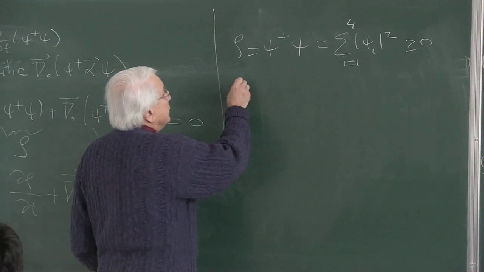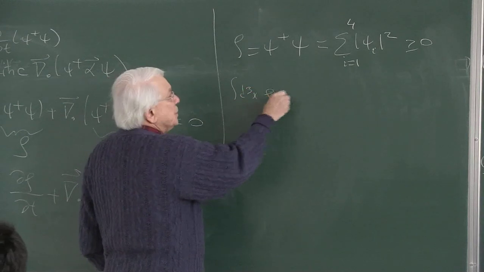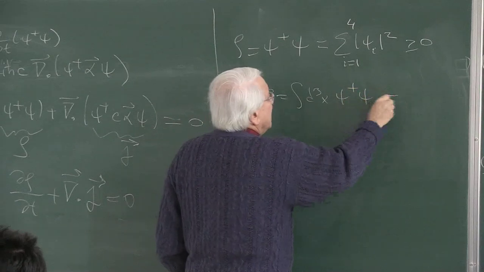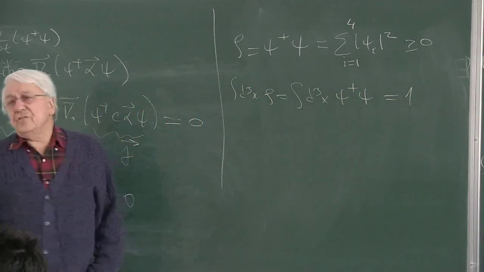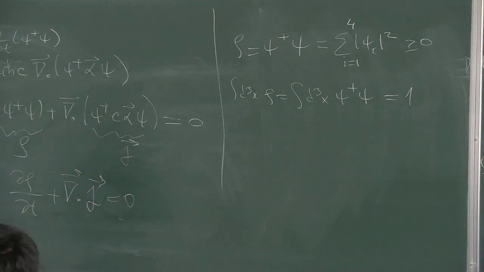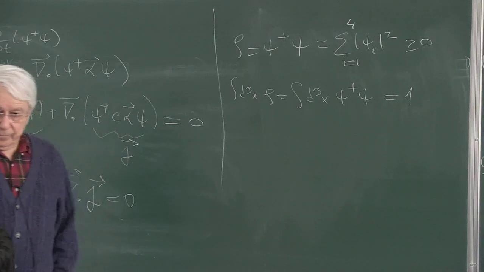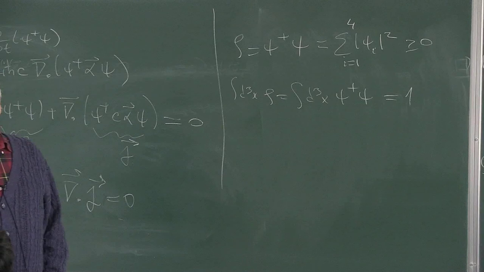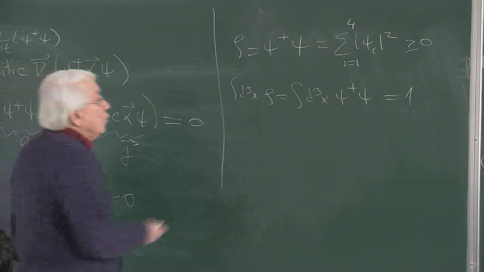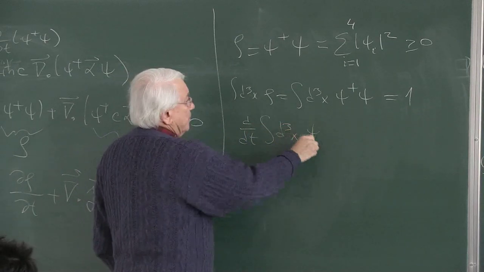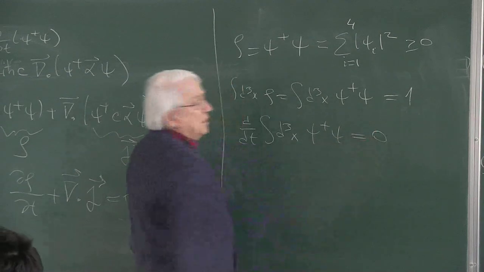The total probability should be the integral d cube x of rho, which is the integral d cube x of psi star psi, and it should be 1. Because if this is a valid interpretation, the sum of all options should add up to 1. And once normalized at a given time, you should preserve that normalization at all future times. Therefore, this expression should be time independent. So this is to be guaranteed.